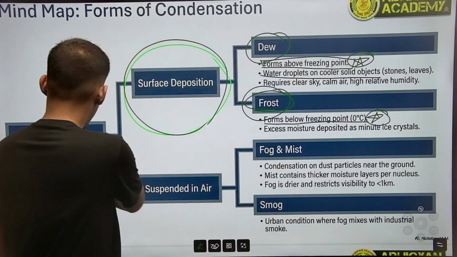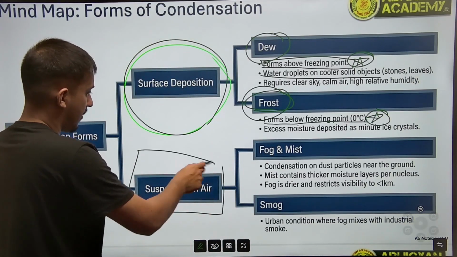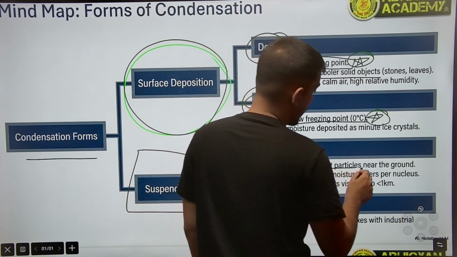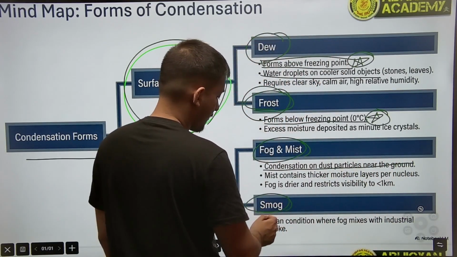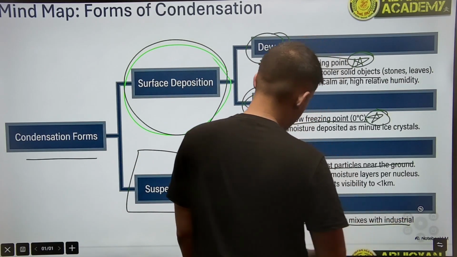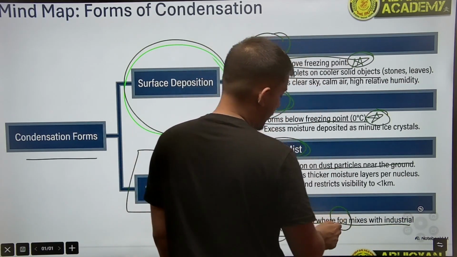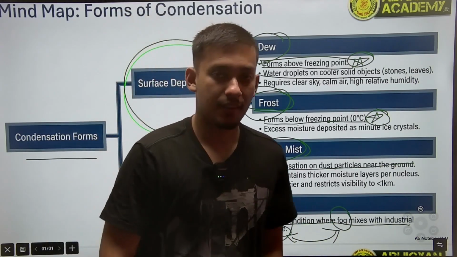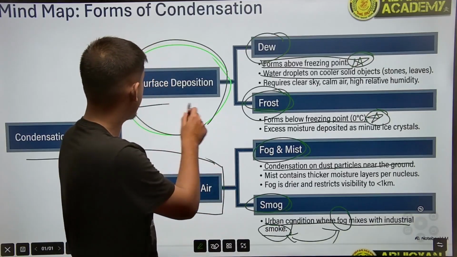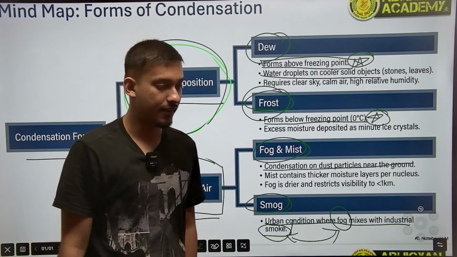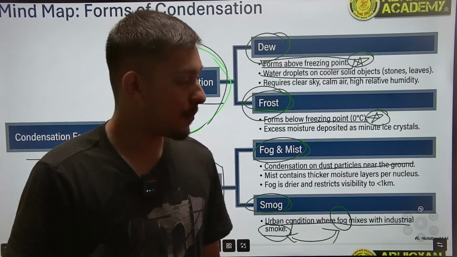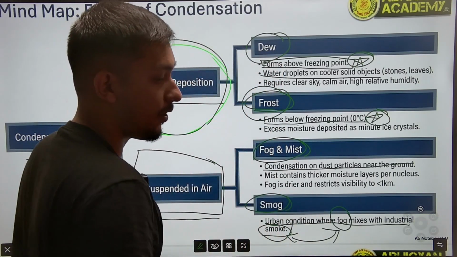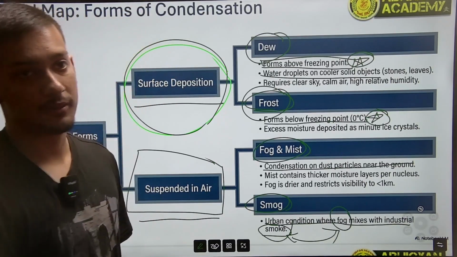Then we have condensation suspended in air. Firstly, we have fog and mist, condensation on dust particles near the ground, and smog, an urban condition where fog mixes with industrial smoke. So smoke and fog lead to smog, and fog and mist are at ground level, right? So this is at the surface, and this is in the air. Your important parts here are dew and frost: which one is above freezing point and which one is below freezing point.